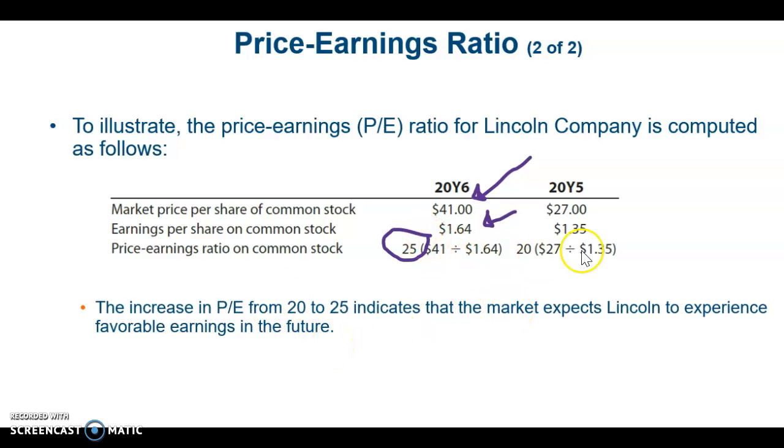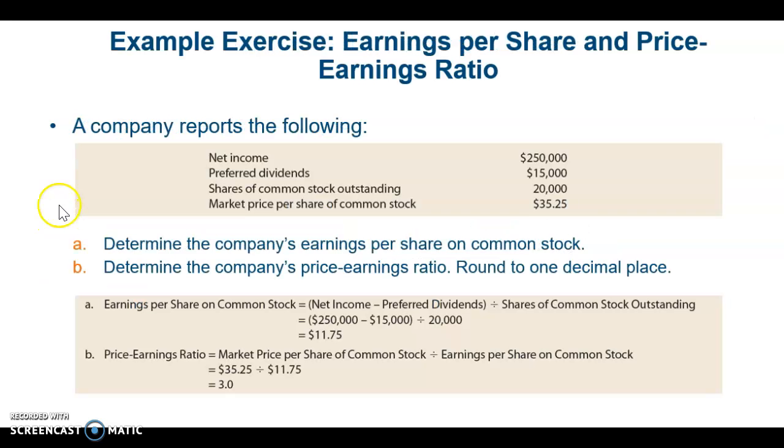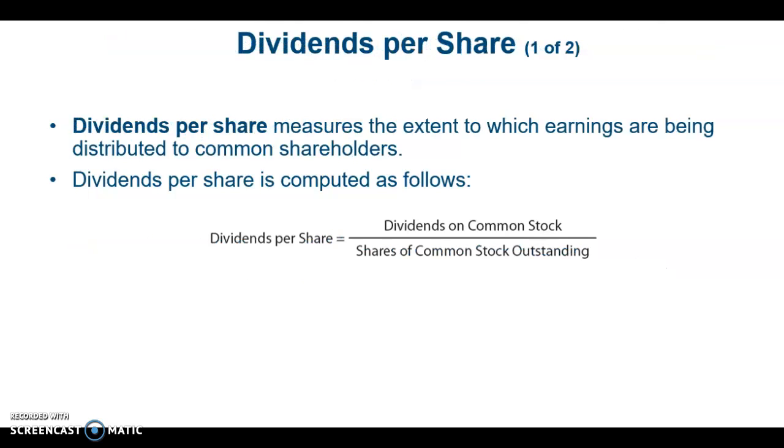The increase from 20 to 25 indicates that the market expects Lincoln to experience favorable earnings in the future, because the price earnings ratio is increasing and the market price is going up, so that shows you too a favorable trend. Here's an example exercise for you to work and check.